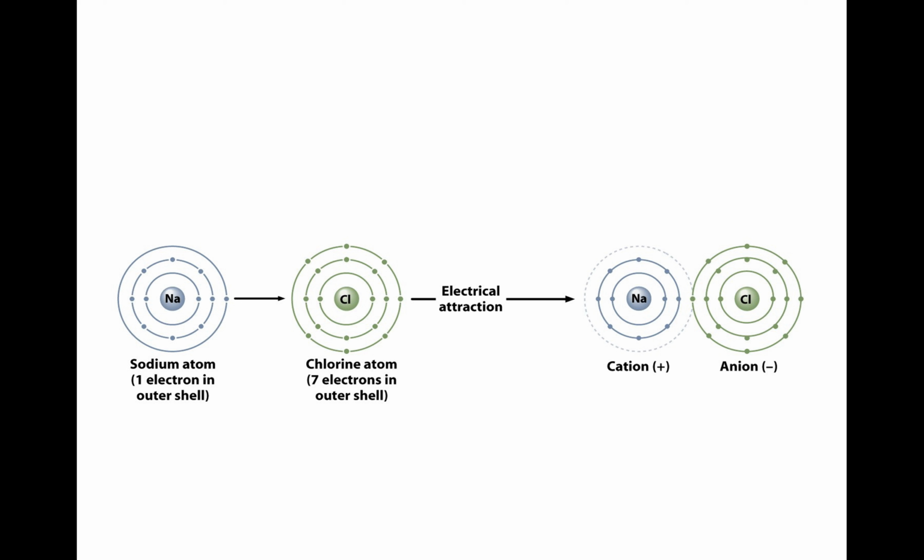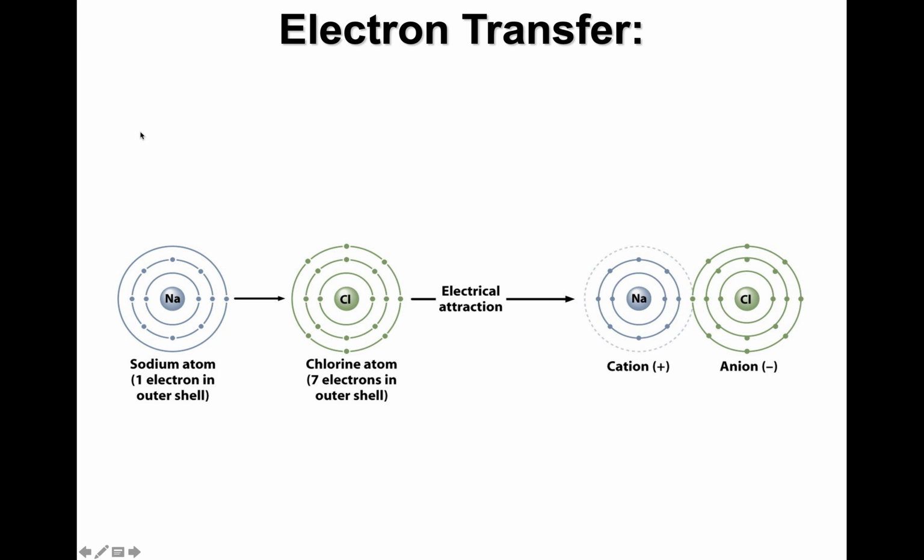Or we are going back to our daily soup. We have a sodium atom, and that has one electron in the outer shell, yeah? You can see here that is the electron transfer. We have the one electron in the outermost shell. And then we have chlorine, and there we have 7 electrons in the outer shell. So there is one gap, there is one missing, and that means electrical attraction will take place.